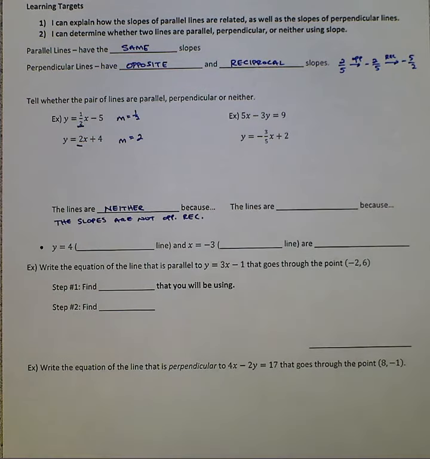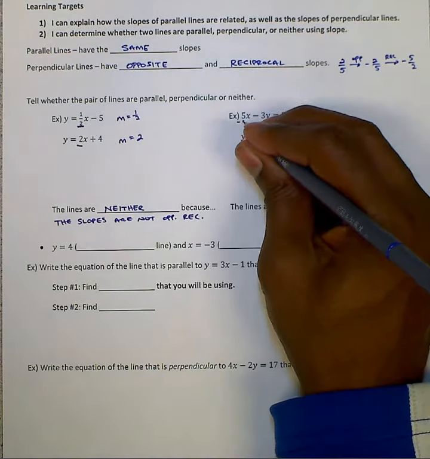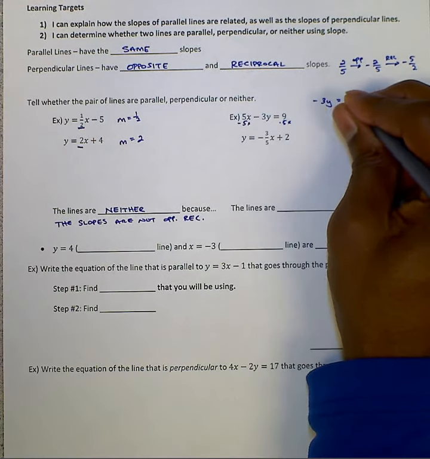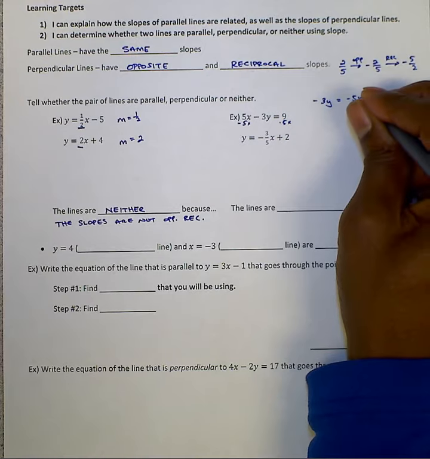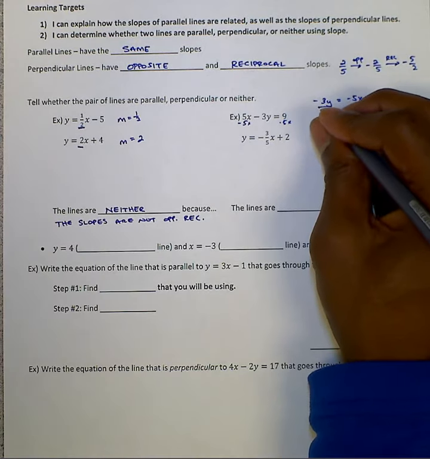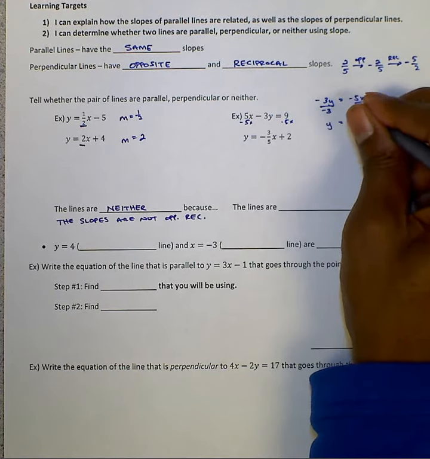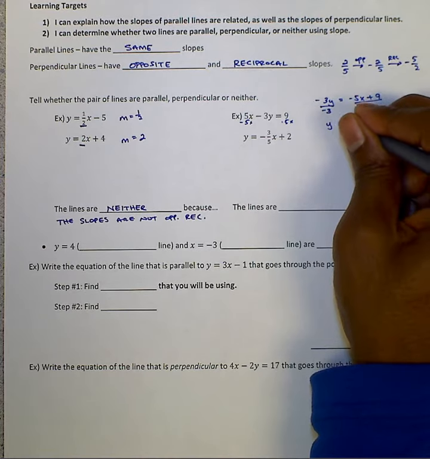Okay, and the second problem is not as easy as the first, in the sense that we don't have the slope isolated already in our first equation. So please remember that just because 5 is by x, that does not mean it's the slope. We will not be able to just identify the slope until y is by itself. So here we will have to get y by itself. Our first step in that process is going to be to subtract 5x from both sides. So minus 5x plus 9. And then we will divide by negative 3. And so then y will equal negative 5 divided by negative 3 is positive 5/3 x. 9 divided by negative 3 is negative 3.